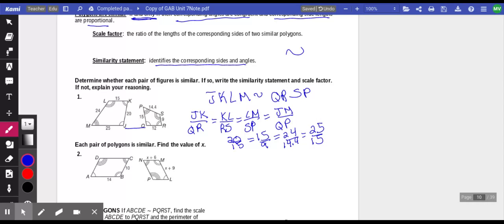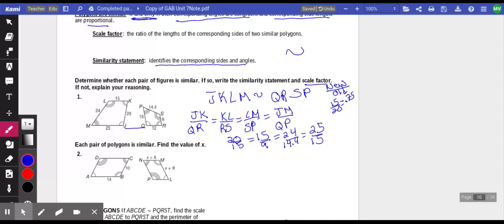So the easiest way is we can find the scale factor. The scale factor would be the new divided by the old. So I actually wrote all mine backwards. For the scale factor, you always want to do new over old. So in this case, it would be 15 over 20. So 15 over 20 is 0.75.